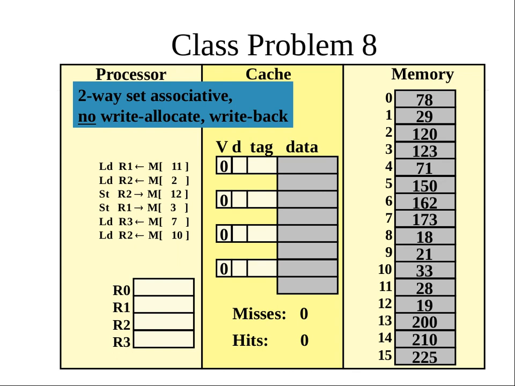11 is 1, 0, 1, 1. So the tag is just 1, 0, 1. And we don't care about the set, right? Well, no. The set tells you which set to use, and the block offset tells you which byte to jump to. So you have that right.